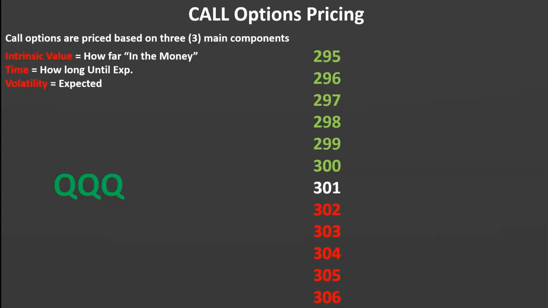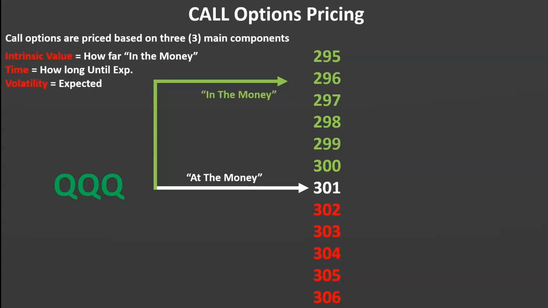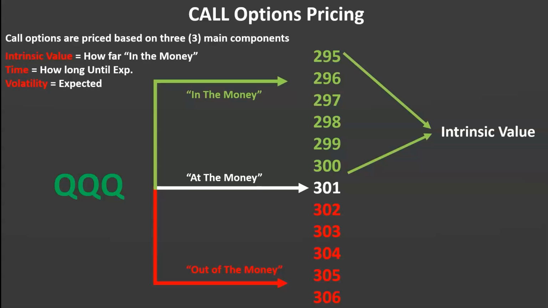But let's go back to this same example where we have QQQ. Remember, let's assume that we're trading at 301.10. The at the money call option is $301. The in the money calls are any strike price less than $301, and the out of the money calls are any strike price greater than $301. So, call options are priced based on three main components, and the first is intrinsic value, which is how far in the money the actual strike price is that you purchased. So let's talk about that. Your intrinsic value is found right here.